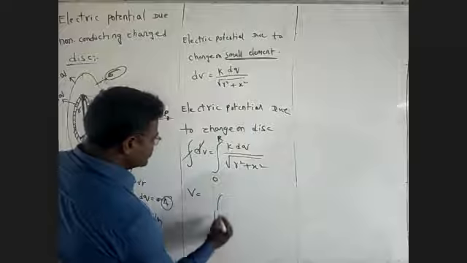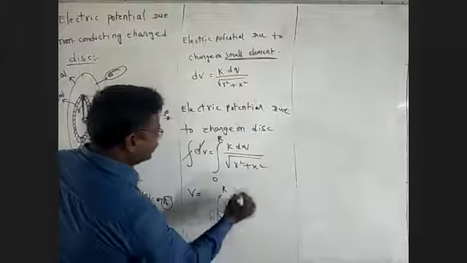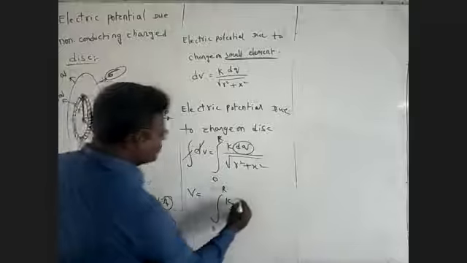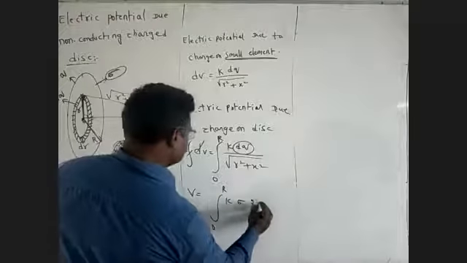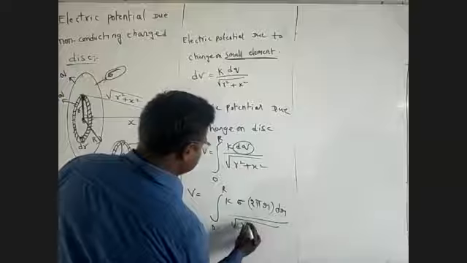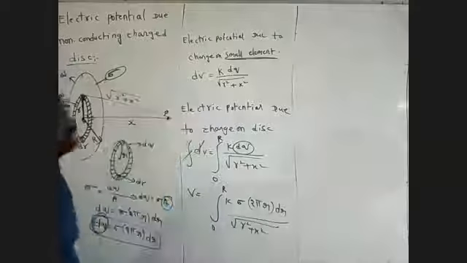So V is equal to the integration from 0 to R of K dq. What is dq? The charge on the small element: sigma 2 pi r dr, divided by the root of r square plus x square. That is okay.